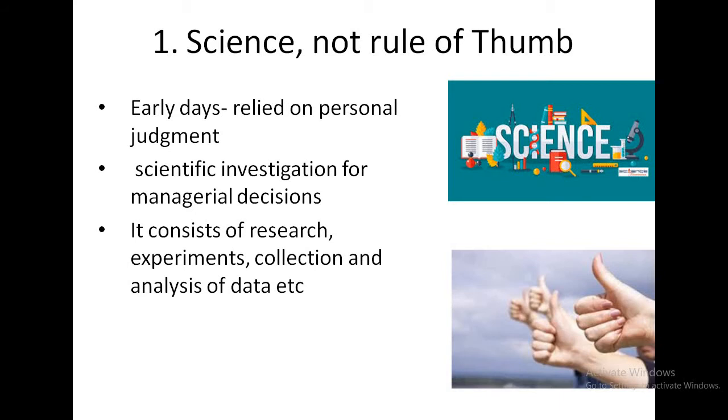In early days, factory owners or managers relied on personal judgment in attending to the problems they faced in the course of work. Whenever they worked, they would be solving the problems on the basis of their personal judgment. This is referred to as rule of thumb. Scientific investigation should be used for taking managerial decisions rather than one's own decisions or opinions or rule of thumb. The basic principle of scientific management is the application of scientific method in solving business problems. Scientific method consists of research and experimentation, then collection and analysis of data. So this is about the science, not rule of thumb principle.